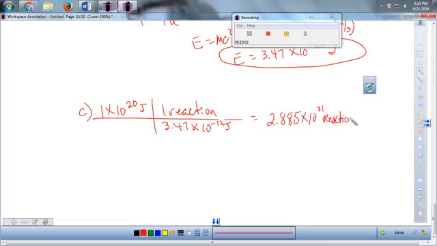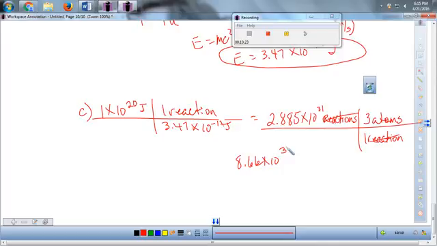But I have to remember that every time I run that reaction, it takes 3 atoms of deuterium for every one reaction. How did I know that? I went back to that balanced equation. So it looks like to me I'm going to need 8.66 times 10 to the 31st atoms.